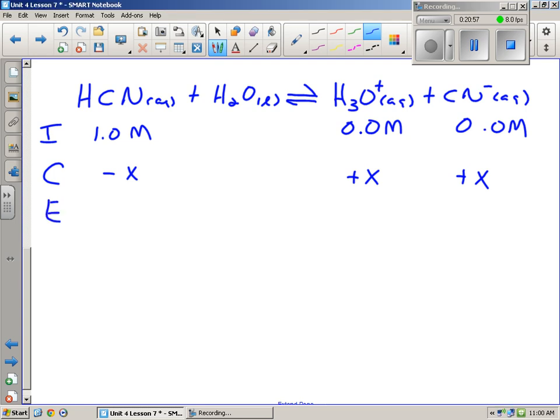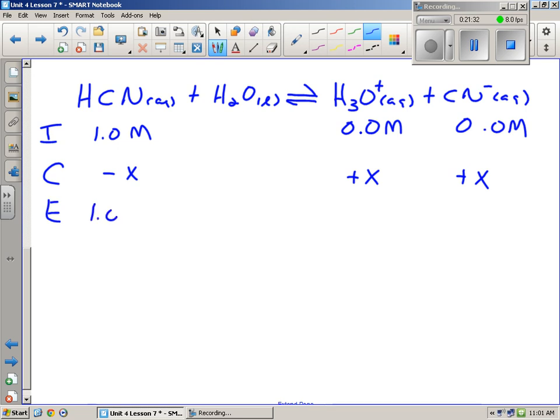What happens at equilibrium? Well, once again, I don't know what X is. I wish I did, but I don't. If I did know what X is, would I be continuing to do this question? No, because I'd know H3O+, right? And if I knew H3O+, could I find the pH? Sure. So that's the purpose of this. I need to figure out what X is, so I can figure out the concentration of H3O+, and then I can take the pH of that. But I don't know X, so I need to find that out.